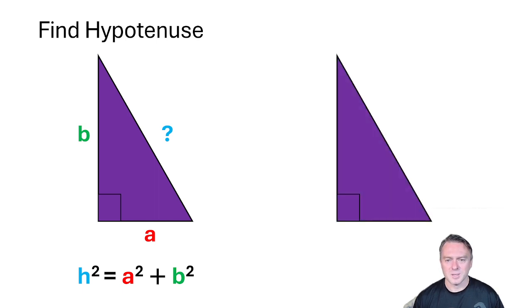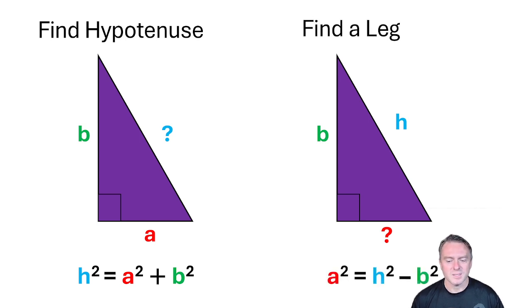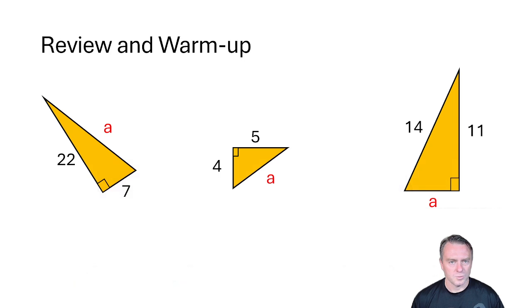The other scenario is where we have the hypotenuse and just one of the other sides. It doesn't matter which one it is, it could be B, it could be A, but we don't know what that one is. This is when we're finding the leg, or one of the shorter sides, and we use a different rule: a squared is equal to h squared minus b squared. Cool, so a quick little review and warm up. Just pause the video and have a go at those.